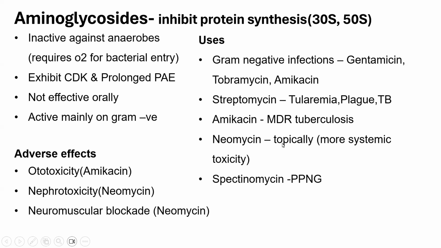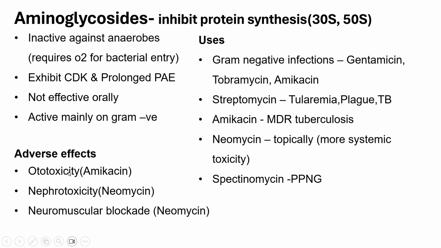And neomycin topically, because it has more systemic toxicity, so it is reserved only for topical use. And spectinomycin in PPNG, that is penicillinase producing Neisseria gonorrhea. Okay, so these are all the uses of aminoglycosides. Adverse effect, I think you know, because adverse effects for aminoglycosides is very important. Three toxicities: one is ototoxicity, nephrotoxicity, and neuromuscular blockade.